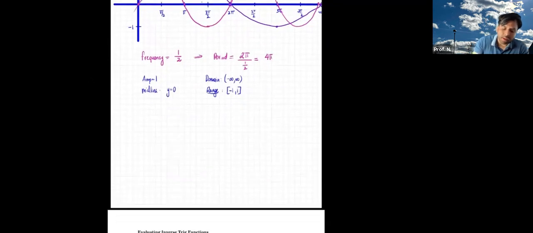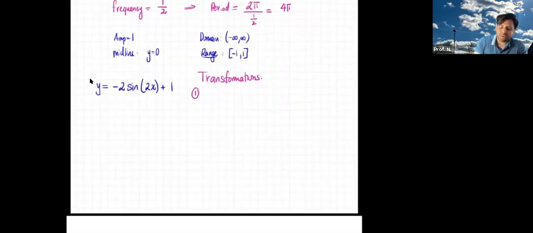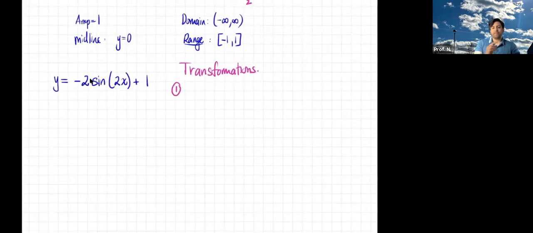Okay, now what happens if I start putting things such as this all together? So what happens if I get something like this? -2 sine of 2x plus 1. So what happens here? Can you give me transformations? And there's several here. So what are the transformations that are given by this function?